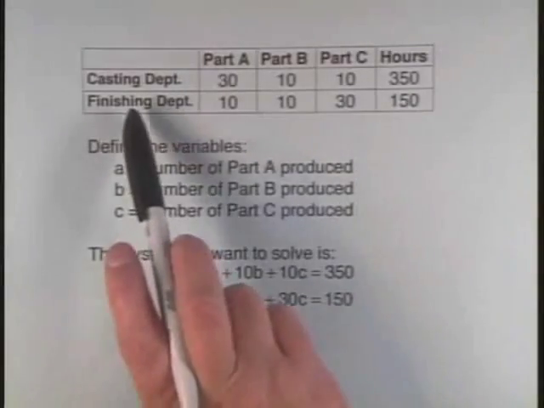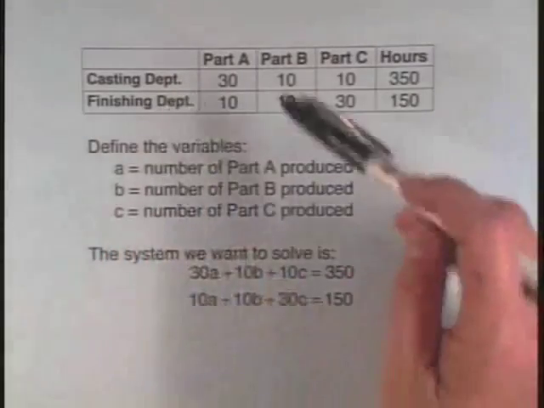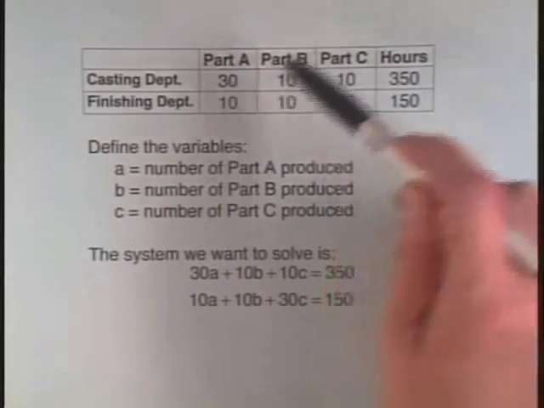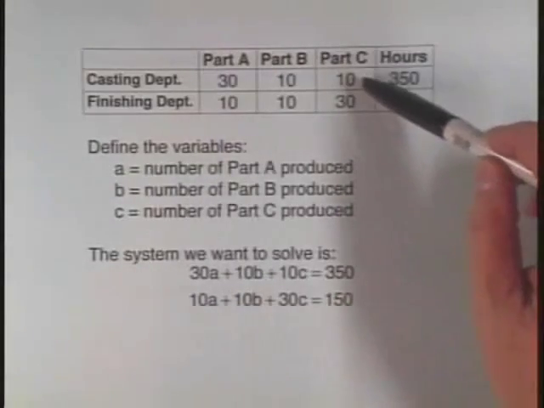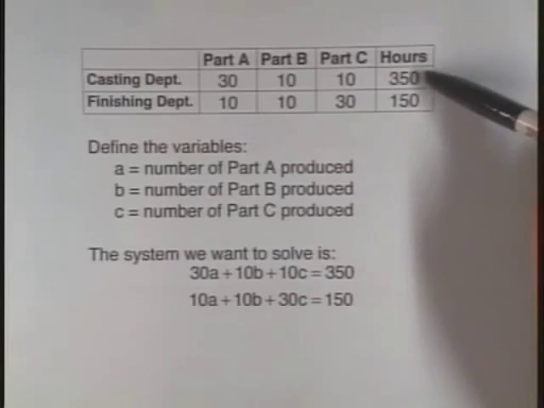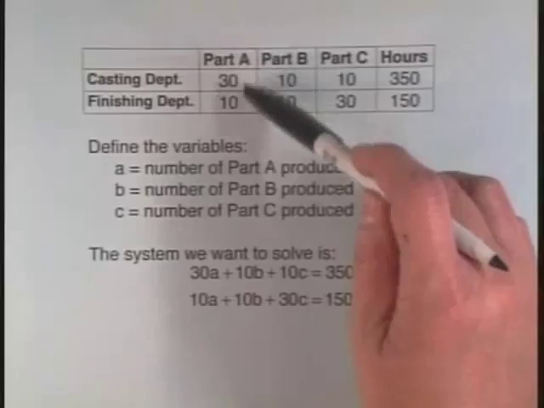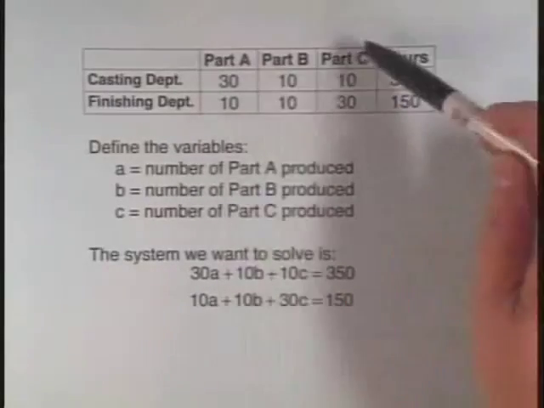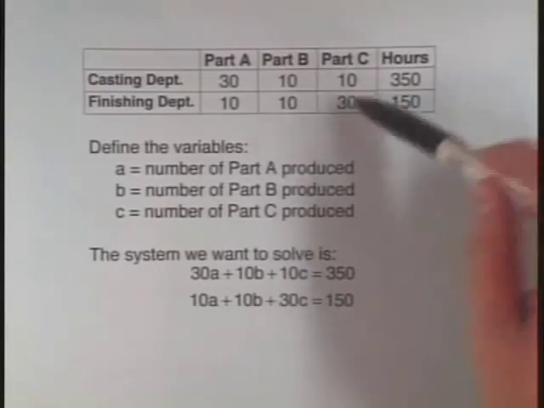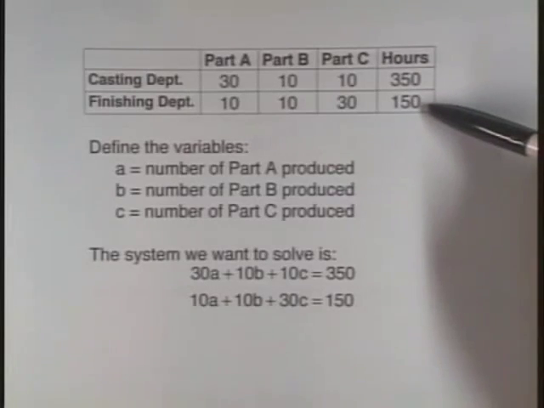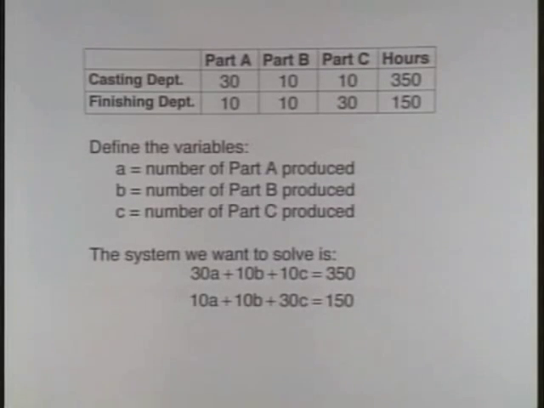The table, row 1, gives us information for the casting department. Part A takes 30 hours, Part B 10 hours, Part C 10 hours. Casting has a total of 350 hours available. Finishing department, Part A takes 10 hours, Part B takes 10 hours, Part C takes 30 hours, and finishing has 150 hours available. We define our variables. A equals the number of Part A produced, B equals the number of Part B produced, and C equals the number of Part C produced.